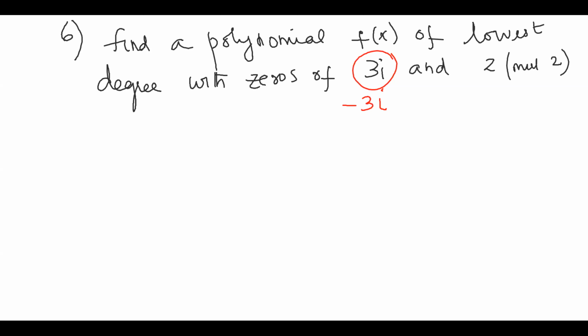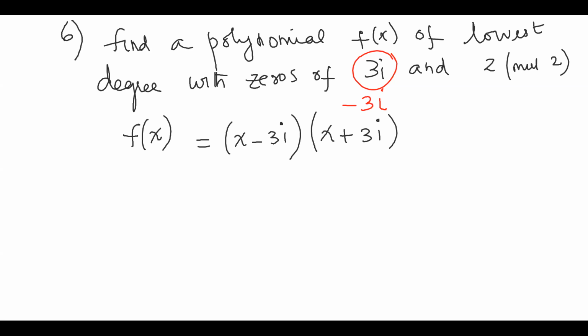So the possible polynomial is going to be f of x equal to. You have to write the factors. 3i is a zero, means x minus 3i is a factor. Negative 3i is a zero, means x plus 3i is a factor. And 2 is a zero, means x minus 2 is a factor of multiplicity 2, with power 2. And we have to put the constant a because we don't know the value of the constant.